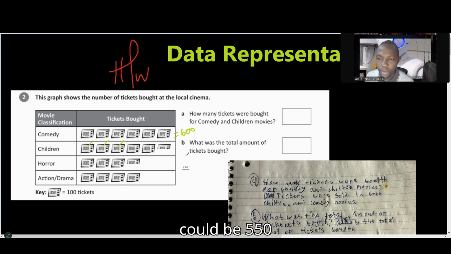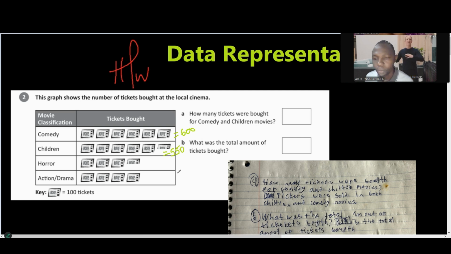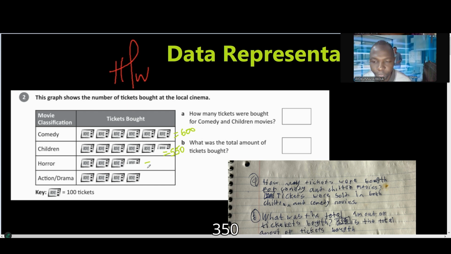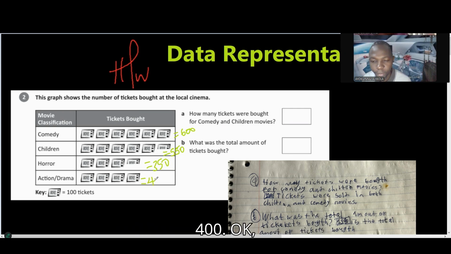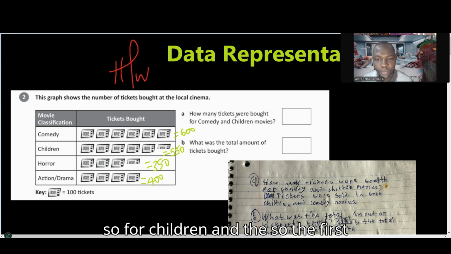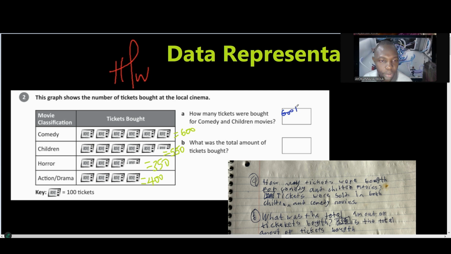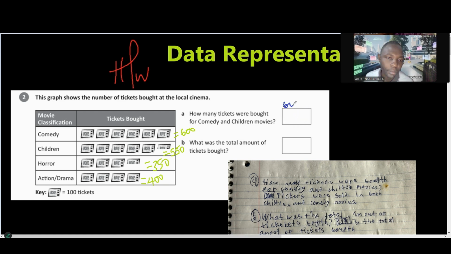So this is going to be 550 because of that halfway. Exactly. Yes. So for the horror, 1, 2, 3, that's 350. And for action or drama, we get 400. Okay, so for the first question we have this is equal to 600 plus 550, right? Yeah.